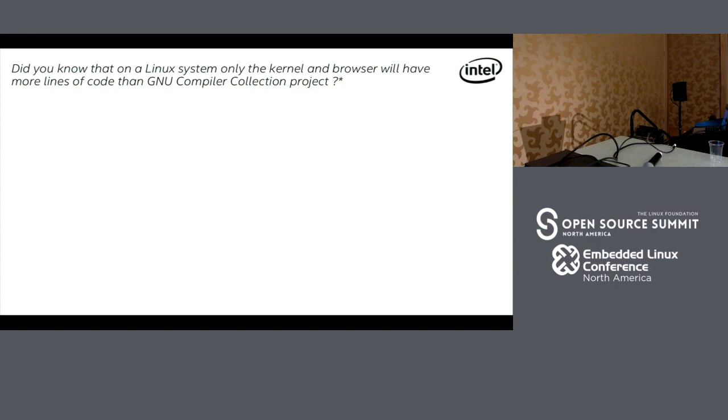I was in the other presentation, and it had a nice graph showing that we have more than 25 million lines of code today in the kernel. So any guess for the GCC compiler? GCC is around 50 million lines of code.